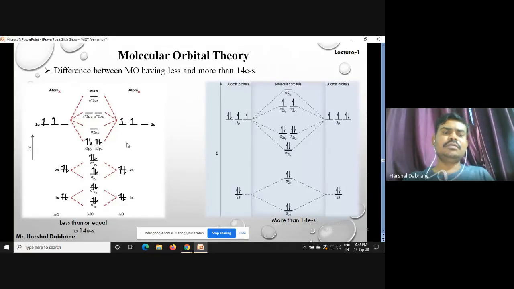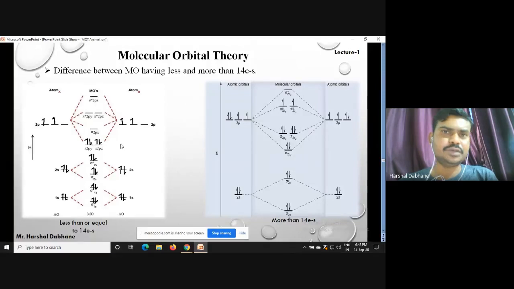Okay. 8 plus 4. 2 plus 2 plus 2 plus 2. So it should be what? 8 plus 4 is 12 electrons. Okay, so we have 12 electrons in this system. So the diagram must be related to the C2.